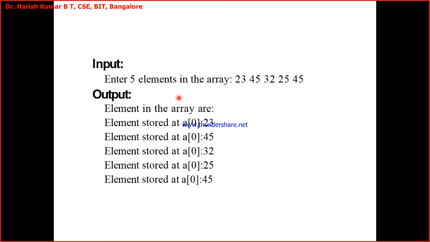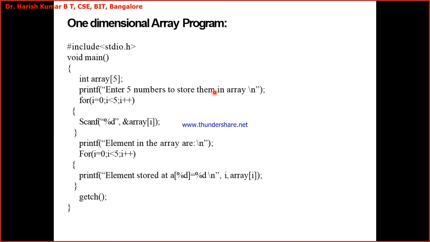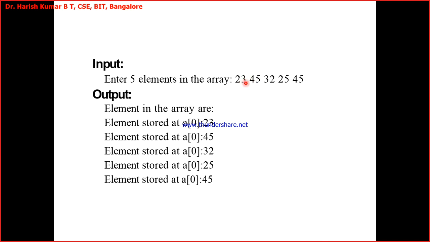Okay, and the sample execution of this. So, enter 5 elements in the array. That is the prompting message. See, when I am entering all of these, 23 and so on, space is the delimiter here. So, this is taken as one integer and this is taken as another integer. This is one more, this is another, this is another. This is read and stored into a of 0.